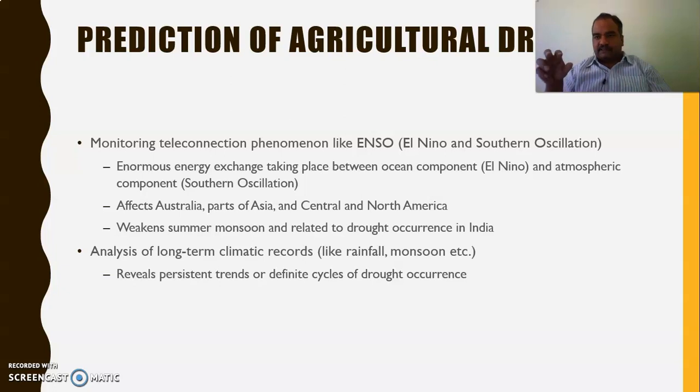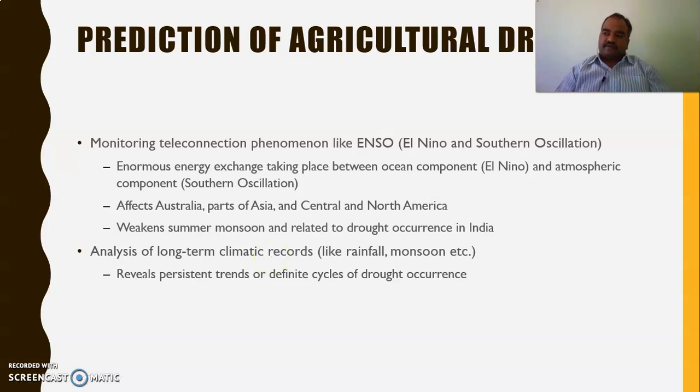The pressure differences over the Pacific Ocean are weakening the summer monsoon and are related to drought occurrence in our country. So studying this ENSO, El Nino and Southern Oscillation, may give us a good understanding for the prediction of agricultural drought. The second one is the analysis of long-term climatic records.